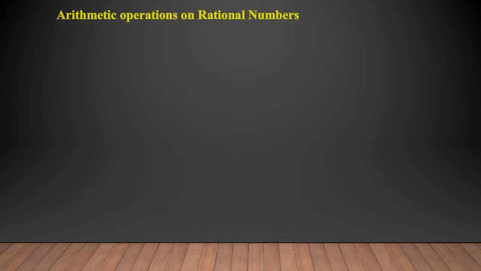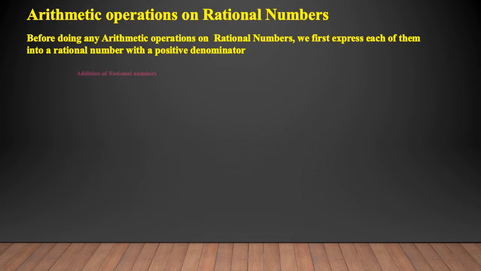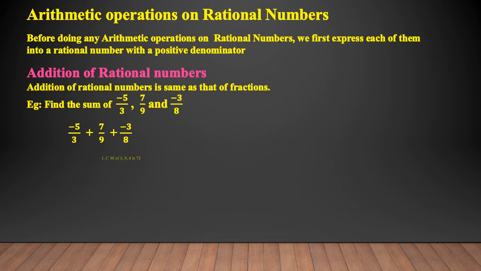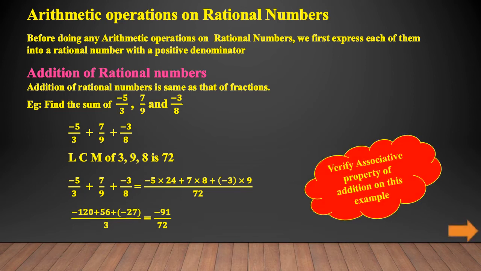Next, arithmetic operations on rational numbers: addition, subtraction, multiplication, division. When we add rational numbers, it's the same as with fractions. You just have to take the LCM of the denominators, make them the same, and add. So it's a combination of fraction and integer operations. That's all.